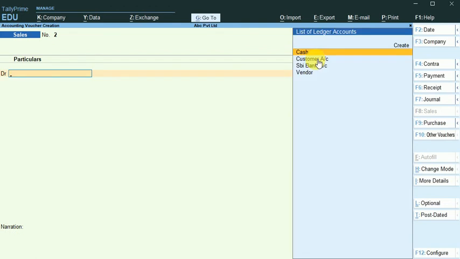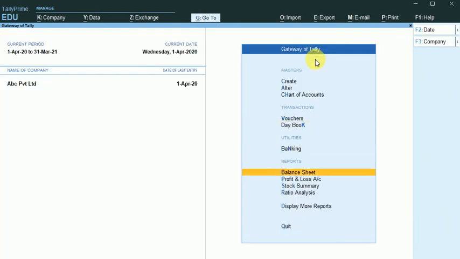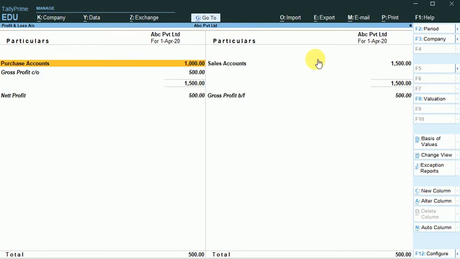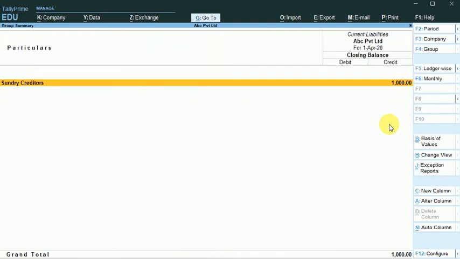So getting back, I will see the balance sheet report. I'm going to the profit and loss account. I have purchased for 1000 rupees and sold for 1500 rupees, so the net profit will be 500. It shows some liability is there. I have purchased from the vendor and have not paid till now.